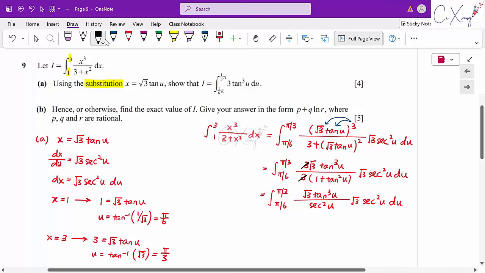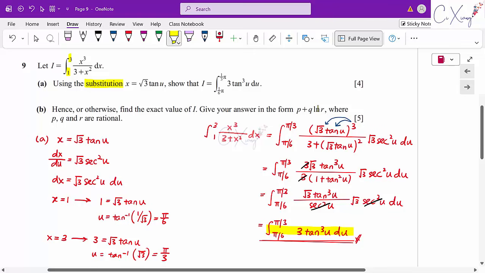And there's one more thing that we can further simplify. Secant square and secant square can be simplified. Multiply the 2 root 3 together, so you'll be having 3 tangent cube u, which is the expression that they want us to show. Right, so this is basically how we are changing all the integral in terms of x to everything in terms of u. Right, so this is what we have for part A.